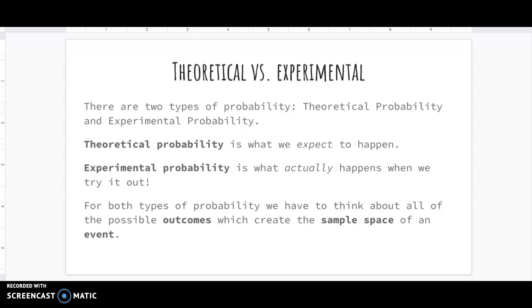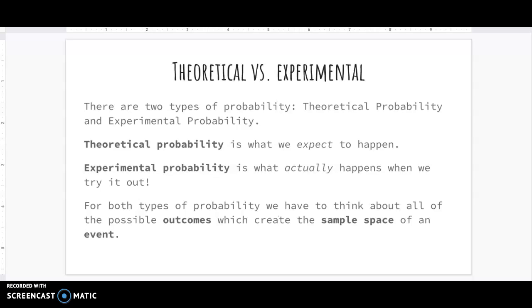For example, an event would be like flipping a coin. In theory, if I flip a coin, I have a 50-50 chance of it landing on heads or tails, right? I have two sides to the coin. So I have a 1 out of 2 chance that it will land on heads, or a 1 out of 2 chance that it will land on tails. That's theoretical probability.